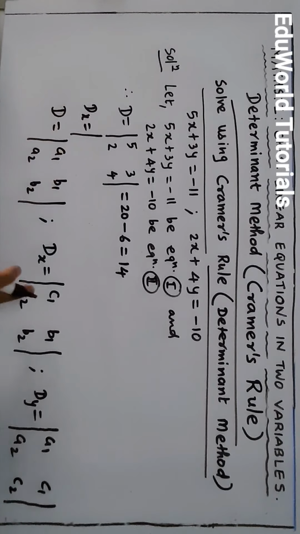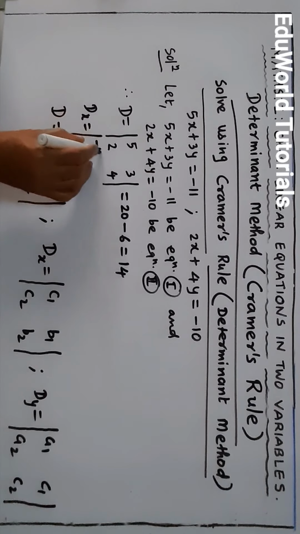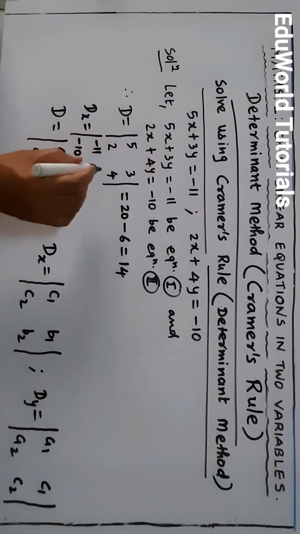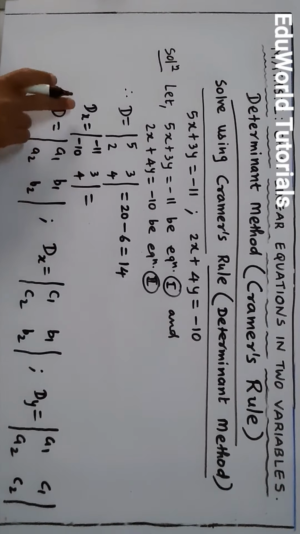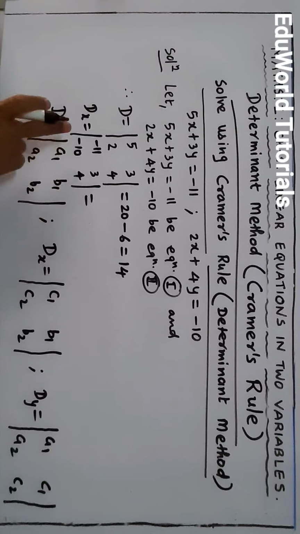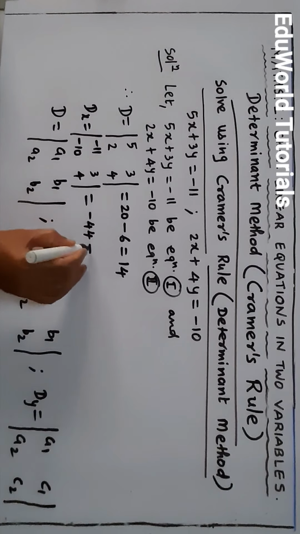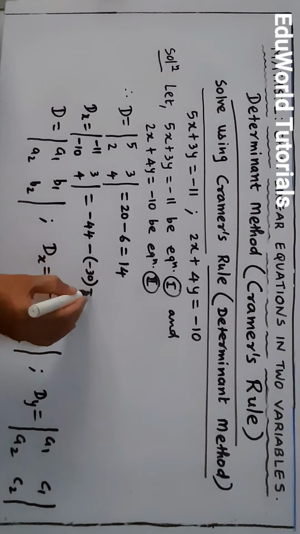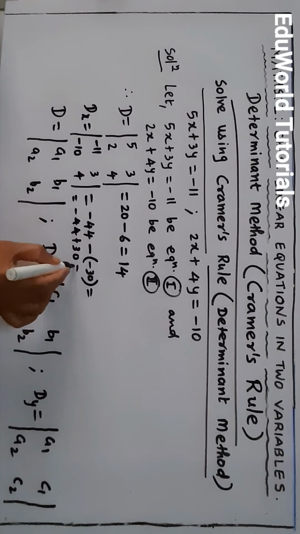For the determinant dx, you know how to arrange the terms. C1, C2, B1, B2. Minus 11, minus 10 is one column, B1, B2, 3 and 4 is another column. This will give us the value of the determinant dx. It is minus 11 into 4, so it is minus 44, minus 3 into minus 10 is minus 30. So minus 44 plus 30 will be equal to minus 14.